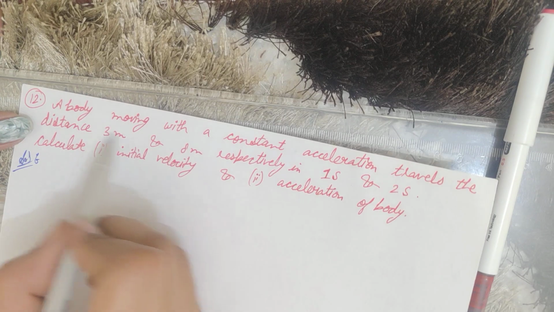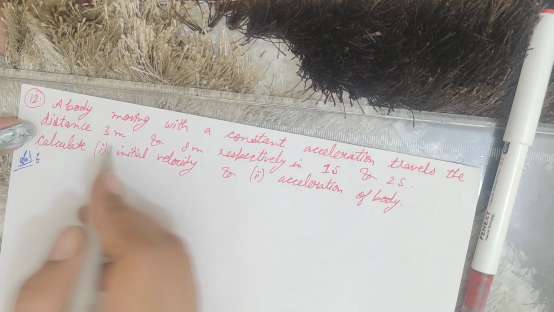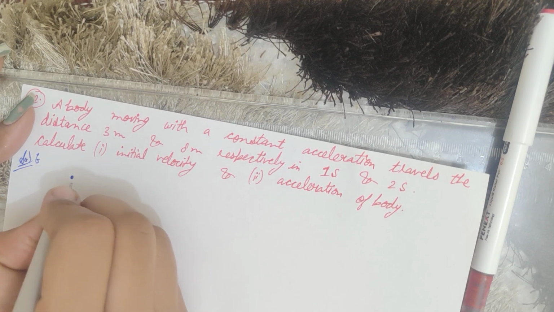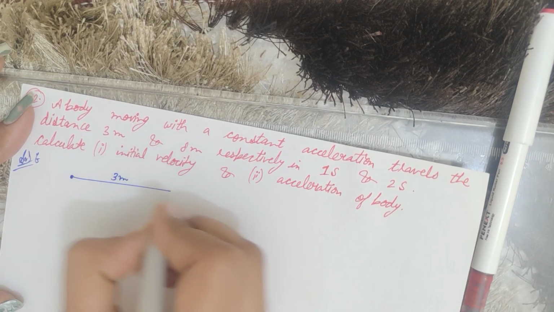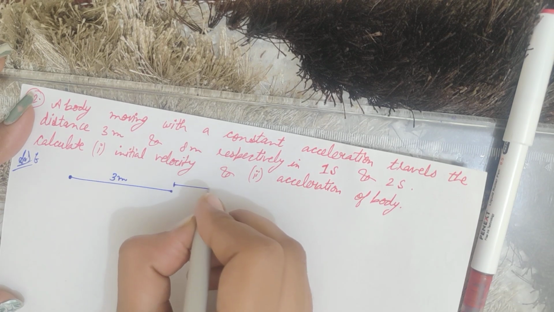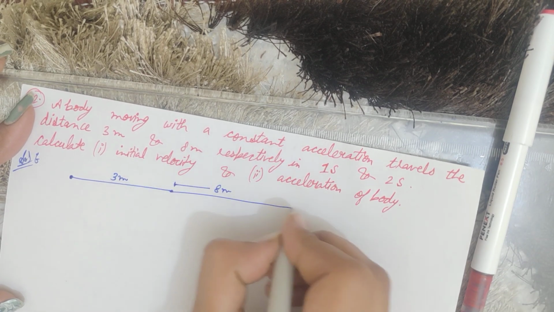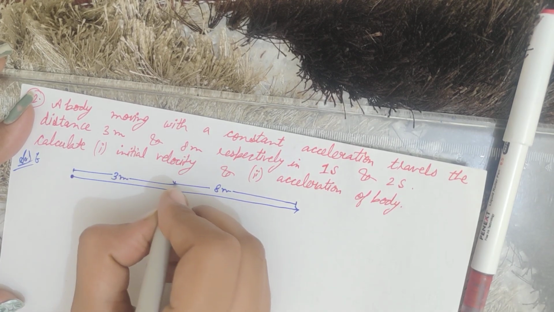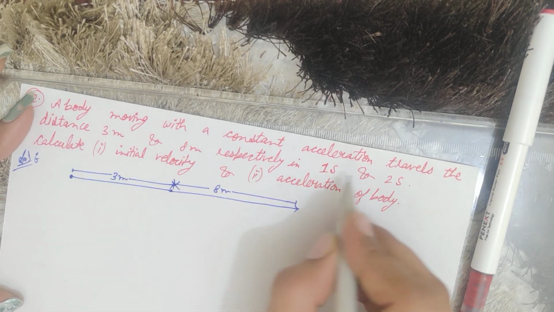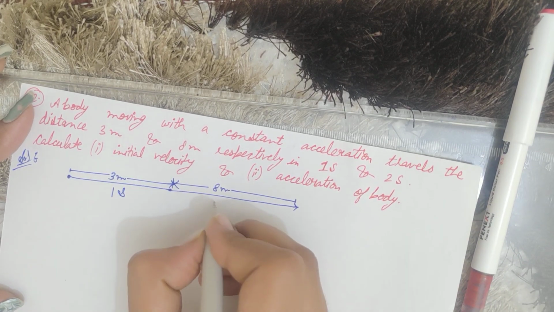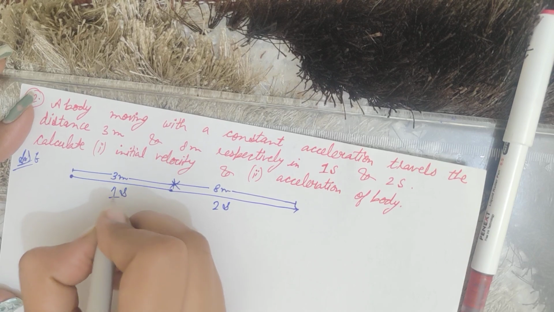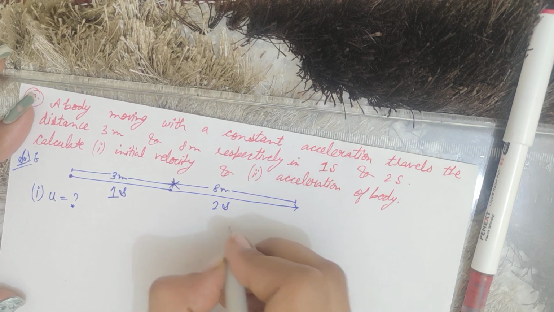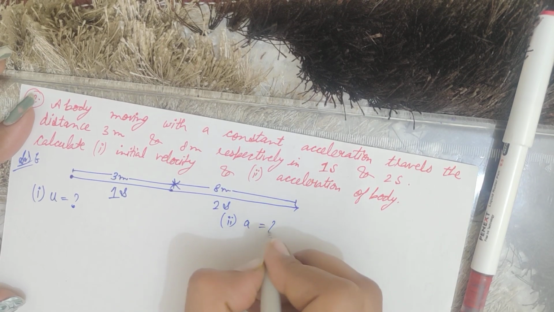Numerical number 12: a body moving with constant acceleration travels the distances 3 meter and 8 meter in 1 second and 2 second respectively. We are considering a body traveling 3 meter distance, then 8 meter distance, this in the 1 second and this in the 2 second respectively. We need to find the initial velocity, u, and the acceleration of the body, a.